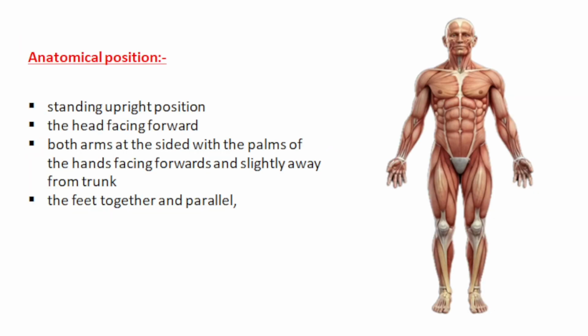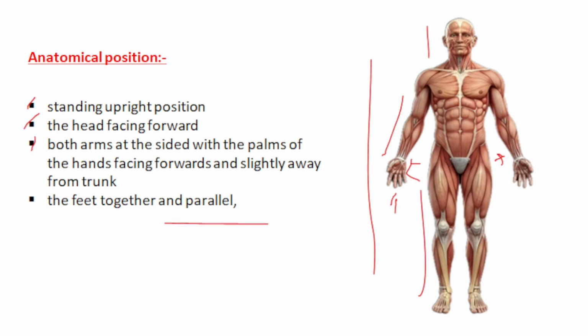Here are the same conditions of anatomical position, standing upright. You see in this picture there is a person who is standing upright, the head facing forward, both arms at the side with the palms of the hands facing forward and slightly away from the trunk. The feet are together and parallel. You see that in this picture all the conditions are fulfilled. So this specific position is called anatomical position.